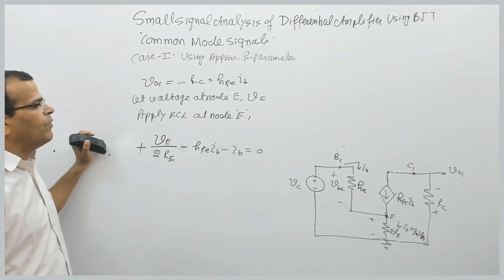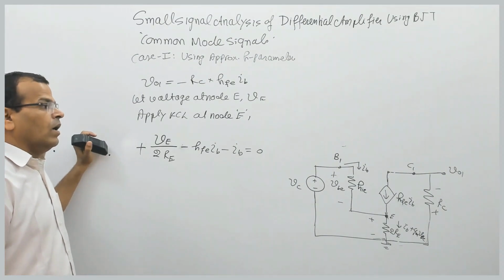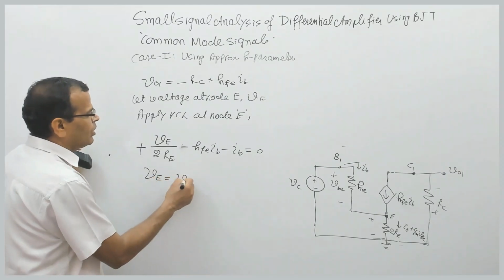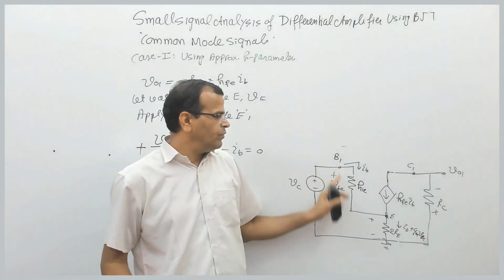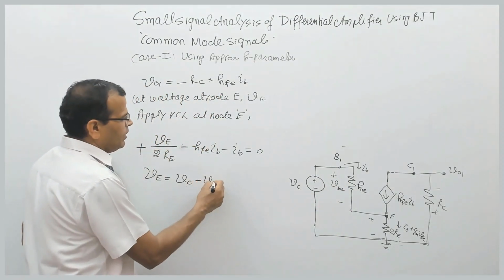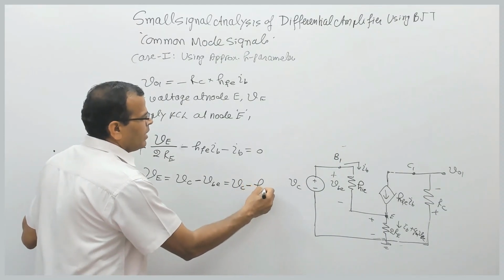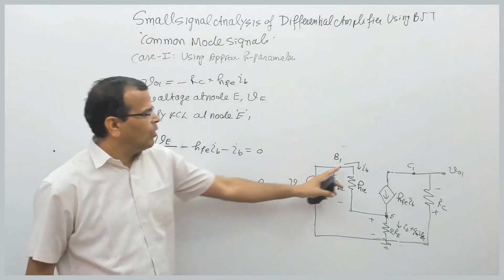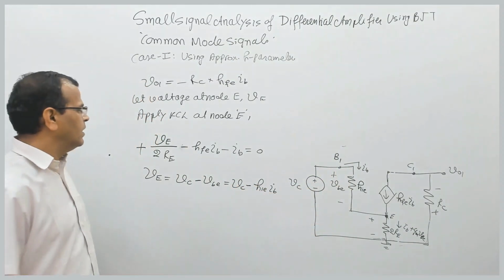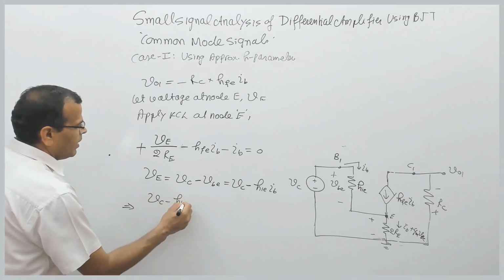Fine. And we know what is VE. See it carefully. VE is equal to voltage VC, total voltage minus this voltage, and minus VBE. But what is VBE? VC minus HIE into IB. Why? Because drop across this is VBE. Fine. So I have replaced VB by this. So this implies VC minus HIE IB.